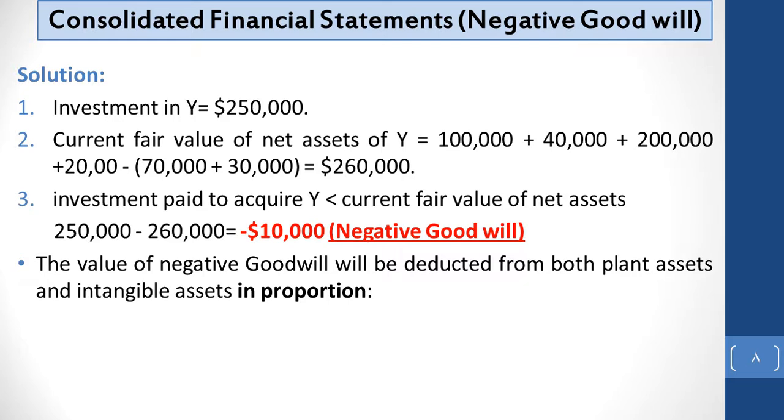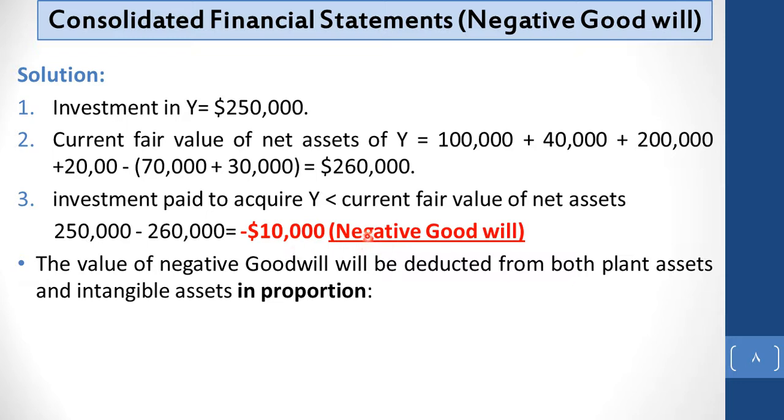We are going to do the same steps like the previous example. First, the investment in Y is given by 250,000. Then we calculate the current fair value of net assets of Y. How? By subtracting the current fair value of the liability from the current fair value of the assets. The result will be equal to 260,000. So we can see that the investment in Y is 250 and the current fair value of Y is more than the investment, which is equal to 260. So the difference will be 10,000, which is considered as a negative goodwill.